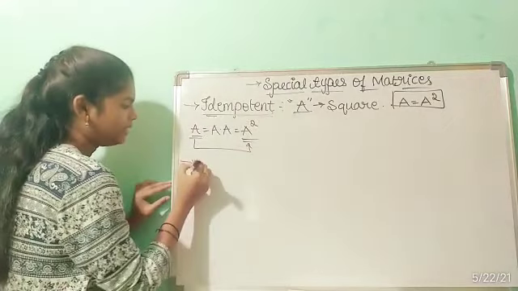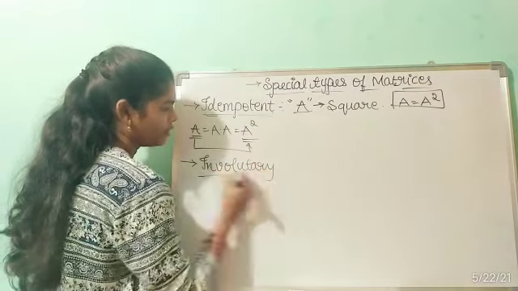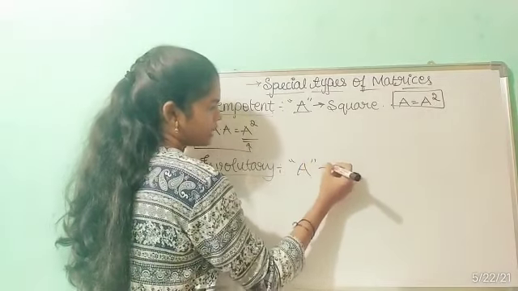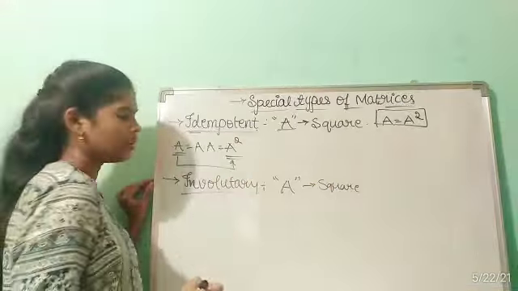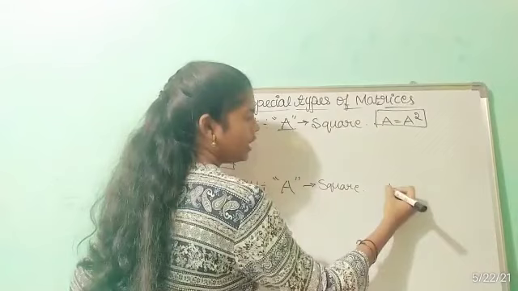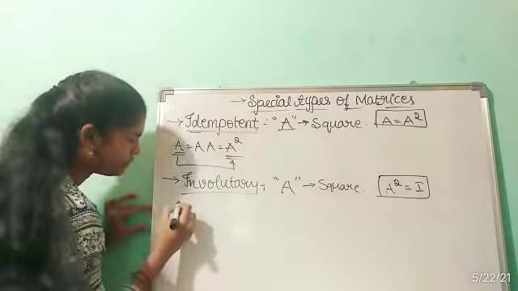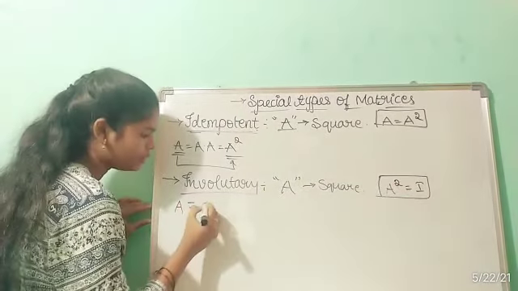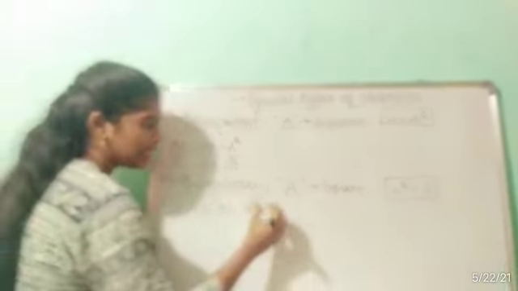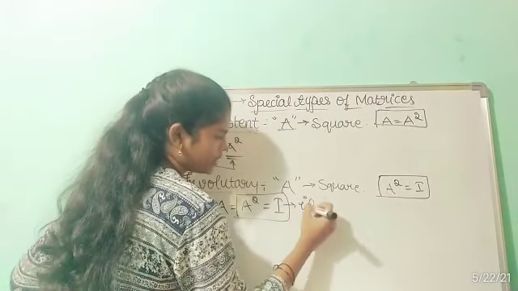Okay. Next, involutory matrix. Here, if we are given any square matrix A, then the condition is A square is equal to I. Suppose we are given a matrix A, what we have to do is multiply 2 times such that it will be A square, and this A square must be equal to I. I is nothing but identity matrix.